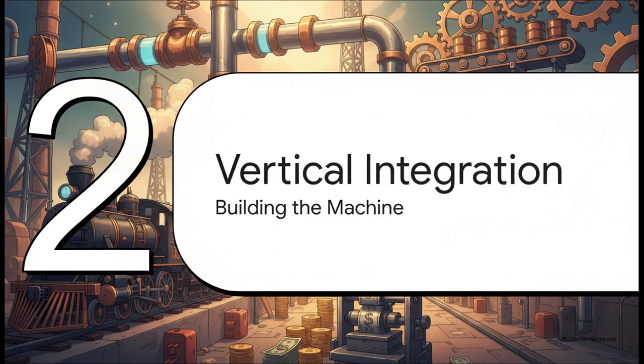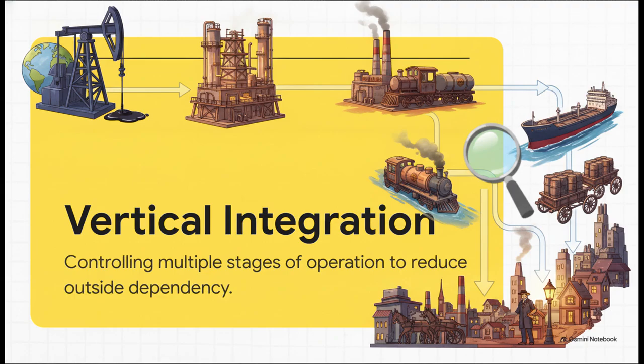Section 2. Mastering Vertical Integration, Building the Machine. Refining, as highly profitable as he made it, was really just one piece of a much larger puzzle. Rockefeller realized that if outside suppliers raised their prices or if railroads overcharged him, his margins simply disappeared.